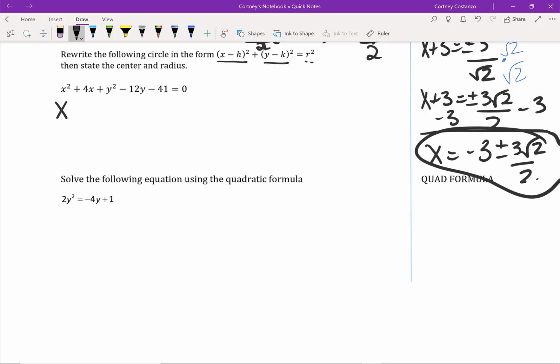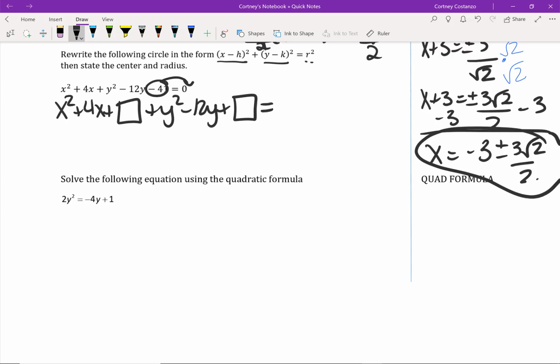Okay, here we go. X squared plus 4x plus something plus y squared minus 12y plus something, and then you always move the constant to the other side, so this would be 41 plus something plus something. So if you want to, color code or something like that, this would be my green one. This would be my blue, sparkly purple one.